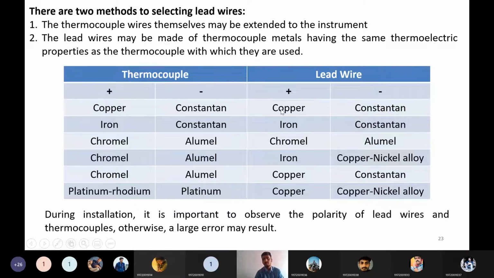So costly, we cannot use it for very long lengths. We cannot use the costly items. We have to go for the less costly items. So that is the case. There are two methods of selecting the lead wires.